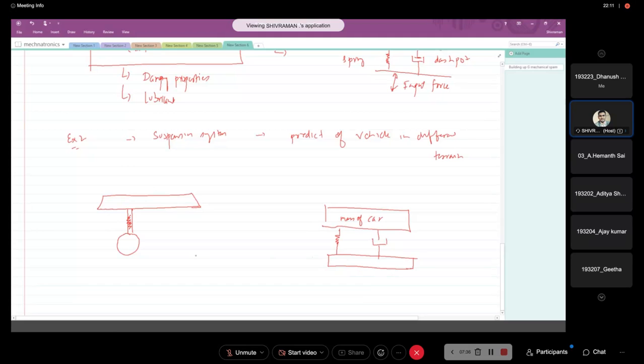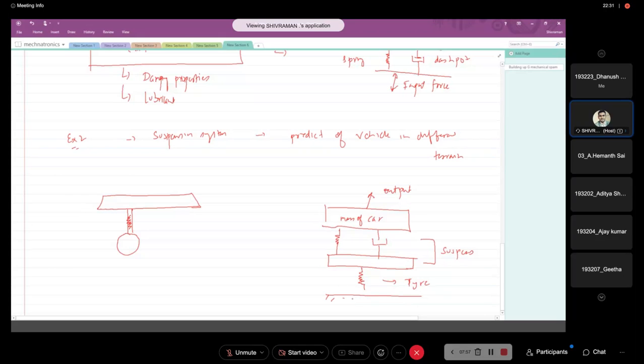Then for the tire you basically have stiffness. Okay, so this represents your tire, this particular element represents your suspension system, this is the mass of the car, and this is your output.